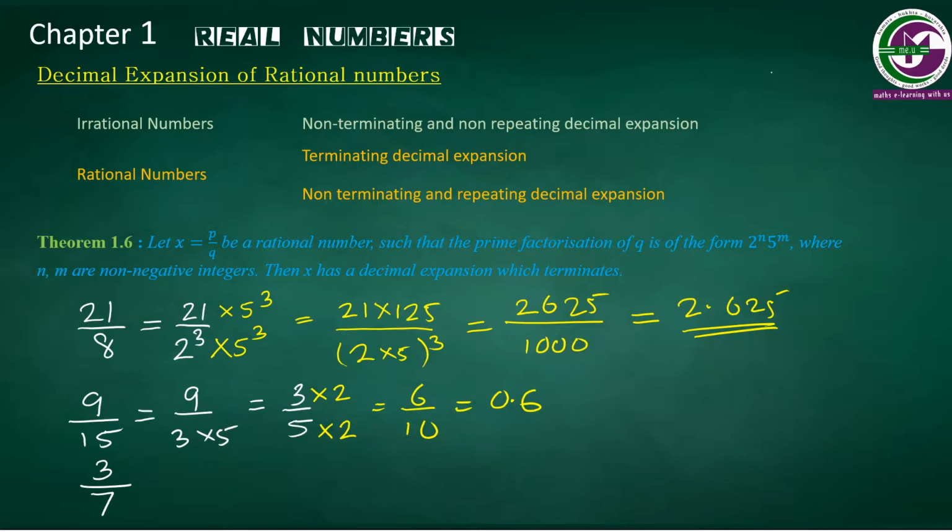Okay. Now another example, 3 out of 7. So here you can see that the factor of the denominator is 7, not 2, not 5. So in this case we can say it has a non-terminating repeating decimal expansion.